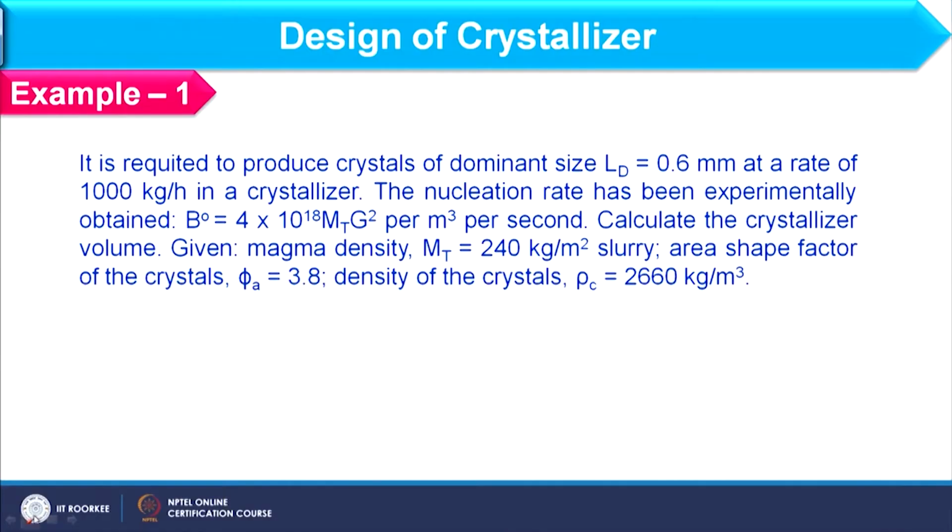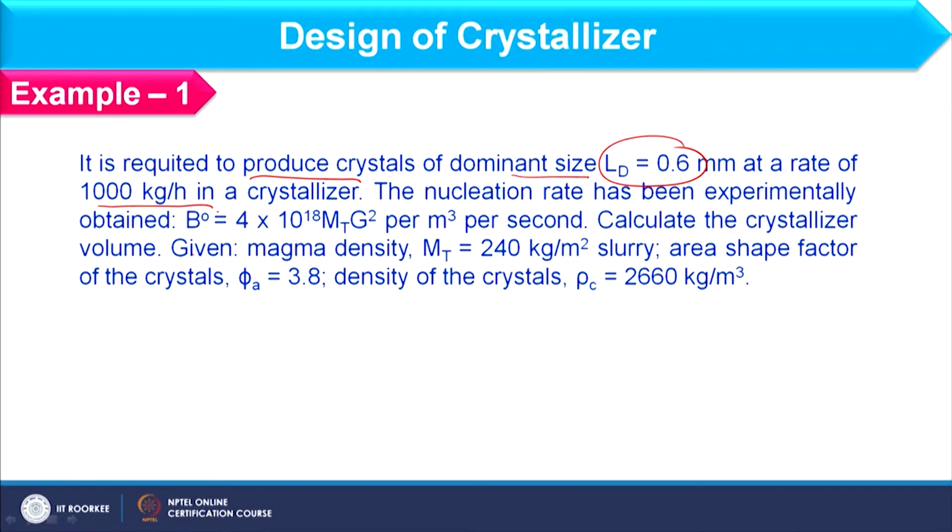In example 1, we need to produce crystals of dominant size, that is LD, equal to 0.6 mm, at the rate of 1000 kg per hour in the crystallizer. So, 0.6 mm crystals are formed at the rate of 1000 kg per hour.